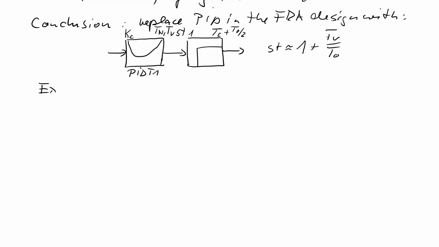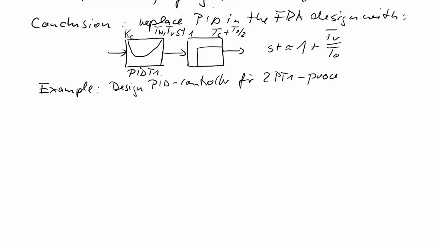Okay, I start the example given in the paper. Design a PID controller for a 2PT1 process where K is given as 2, T1 of the process is 0.275 seconds, and T2 is 0.165 seconds. And I select the sampling time for you. The sampling time should be 55 milliseconds.